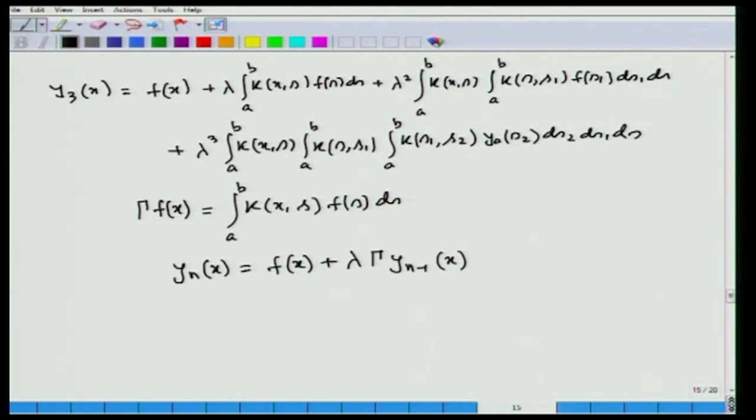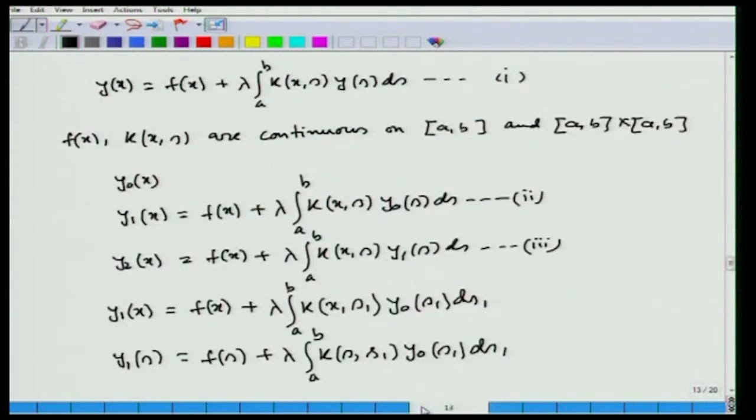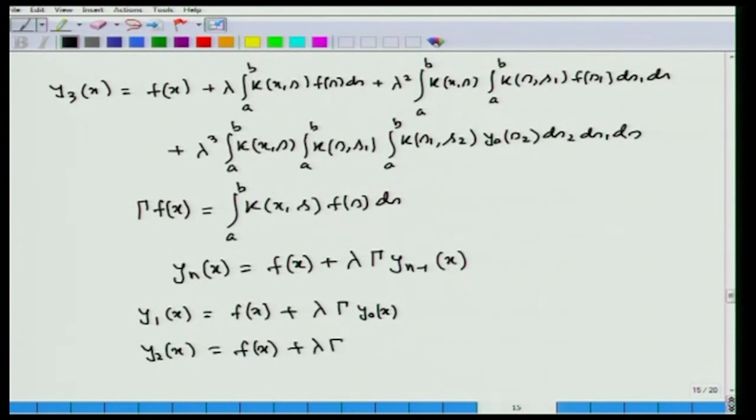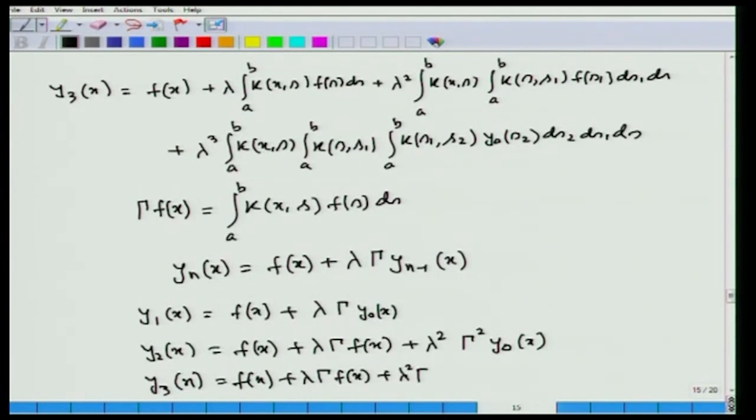And if we use this notation for what we have obtained for y 1 x, y 2 x and y 3 x, then in terms of this integral operator we can write y 1 x as nothing but f x plus lambda gamma y 0 x. Then y 2 x is equal to f x plus lambda gamma operated upon f x plus lambda square gamma 2 operated upon y 0 x. Similarly, y 3 x is equal to f x plus lambda gamma f x plus lambda square gamma 2 f x plus lambda cube gamma 3 y 0 x and so on.